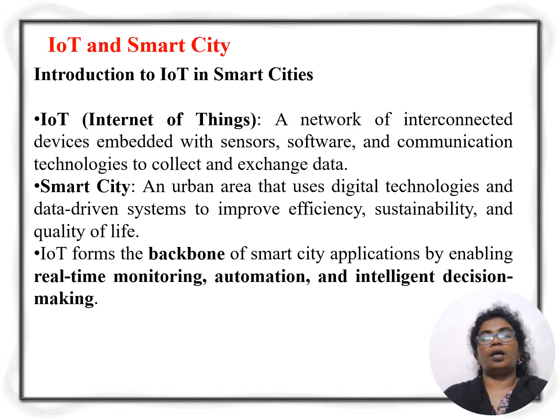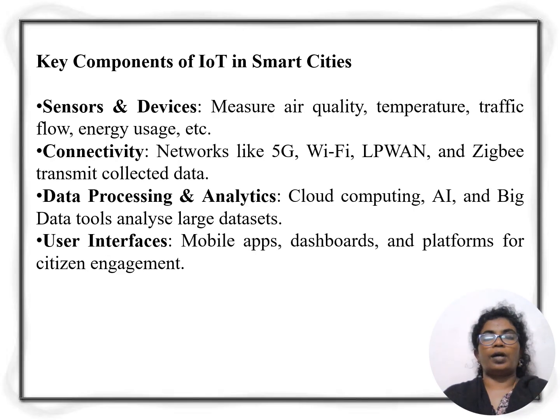So next comes the IoT and smart city. So what is this IoT? A network of interconnected devices embedded with sensors, software and communication technologies to collect and exchange data. IoT forms the backbone for smart city applications by enabling real-time monitoring, automation and intelligent decision making. Key components of IoT in smart city: sensors and devices, connectivity, data processing and analytics, user interfaces.